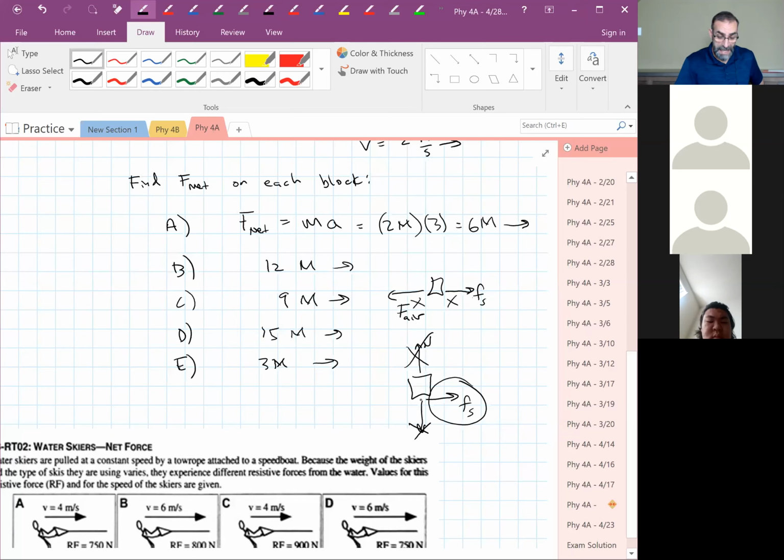Yeah, friction is making these boxes move, right? Why else are they moving to the right? Because of the friction between them and the belt pushing them to the right.